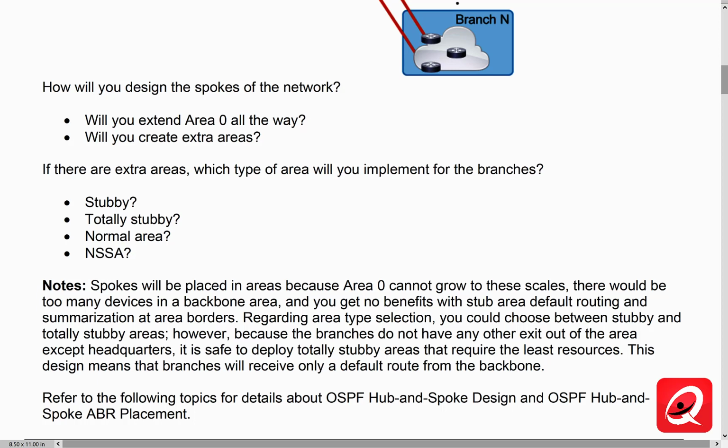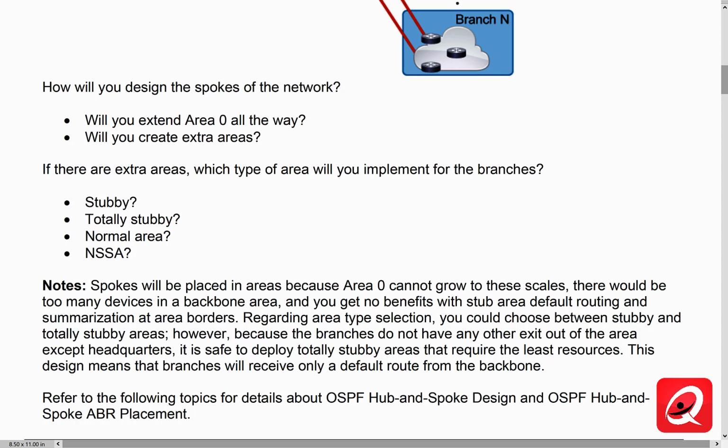Regarding the area type selection, you can choose between stubby and totally stubby. However, because the branches do not have any other exits out of the area except the headquarters, it is safe to deploy totally stubby areas that require less resources. The only difference between stub and totally stubby is whether or not type 3 LSAs are allowed into the area. And type 3 LSAs would be all of the LSAs that we would learn from area 0.